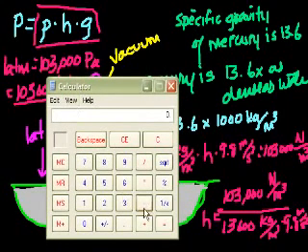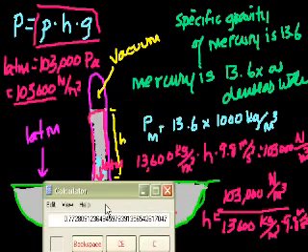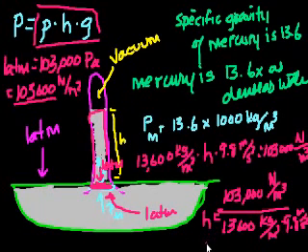Now let's just do the math. So let me type this in. 103,000 divided by 13,600 divided by 9.8 equals 0.77. And we were dealing all with newtons. So height is equal to 0.77 meters.